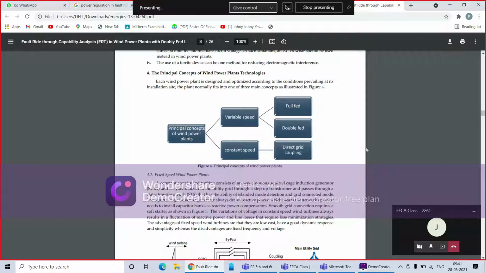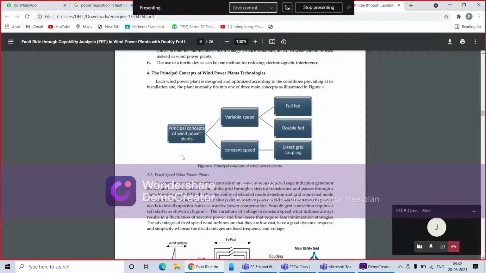So to start with, you can't find this topic anywhere as it is in any textbook. As I have already said, you need to study some research papers in which it is given, and then only you have to make notes. You can't get it just like that on a platter. You have to make notes for that particular topic. So let's talk about the concept of wind plant technologies.